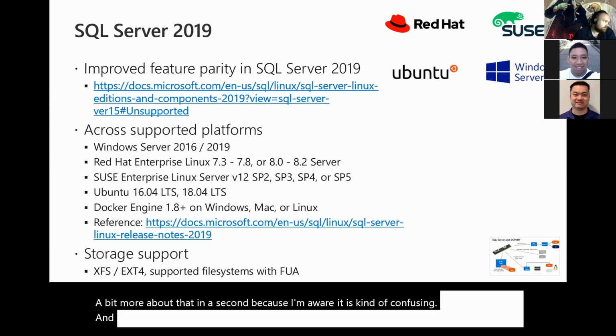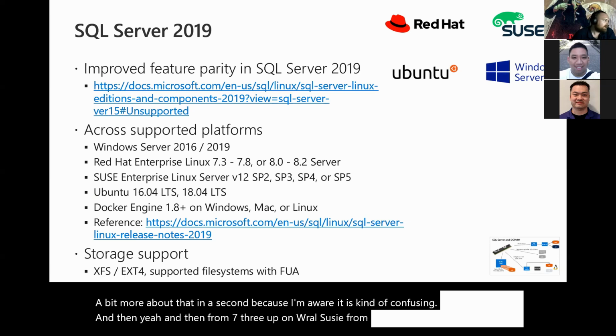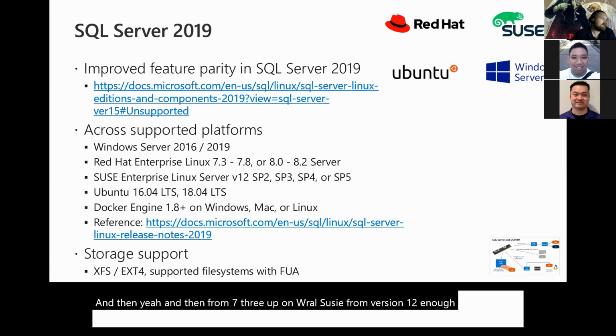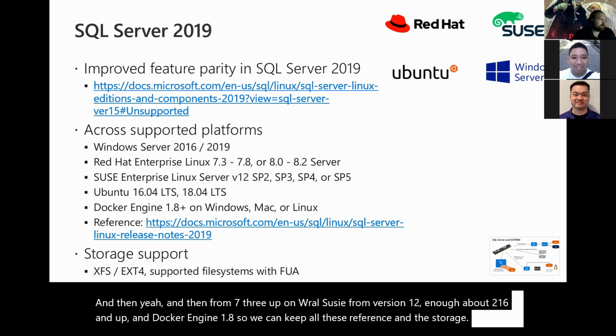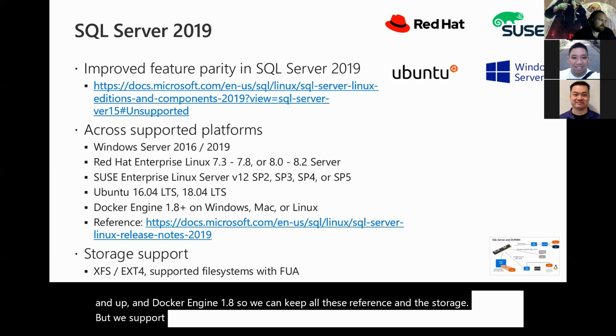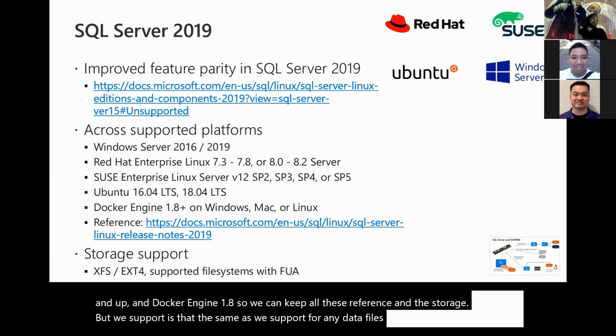I'll talk a bit more about that in a second because I'm aware it is kind of confusing. Yeah, and then from 7.3 up on RHEL, SUSE from version 12 and up, Ubuntu 16 and up, and Docker Engine 1.8. So we keep all these as reference. And the storage that we support is the same as we support for any data files. It's XFS and ext4, and with forced unit access.